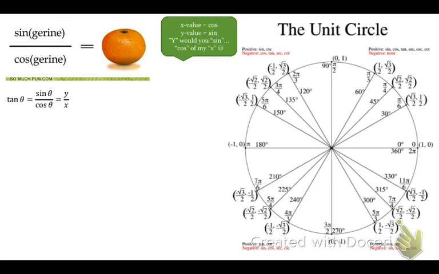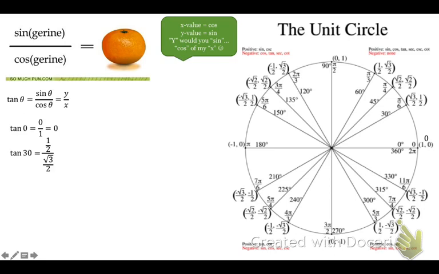In this case, we know that sine is the y value, we know that cosine is the x value, so that means tangent must be the y over the x value. So let's go around this circle and figure out what the tangent of all these are. Tangent of 0: y over x, so the y value is 0, the x value is 1, so 0 divided by 1 is 0. The tangent right there is 0.